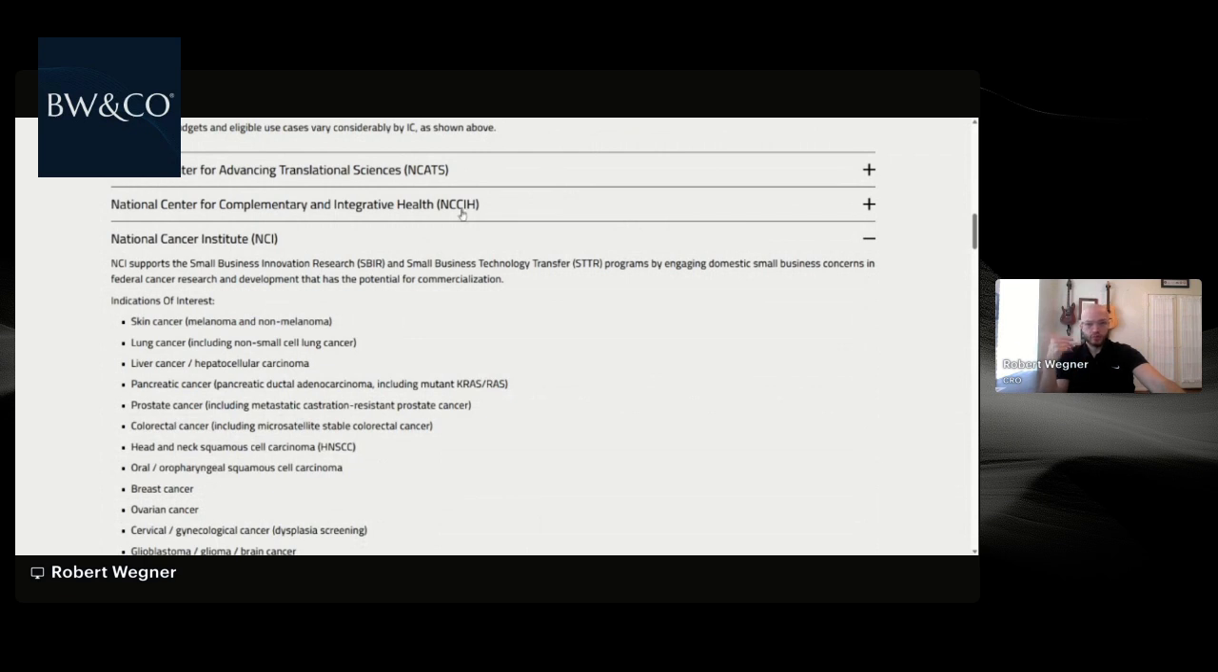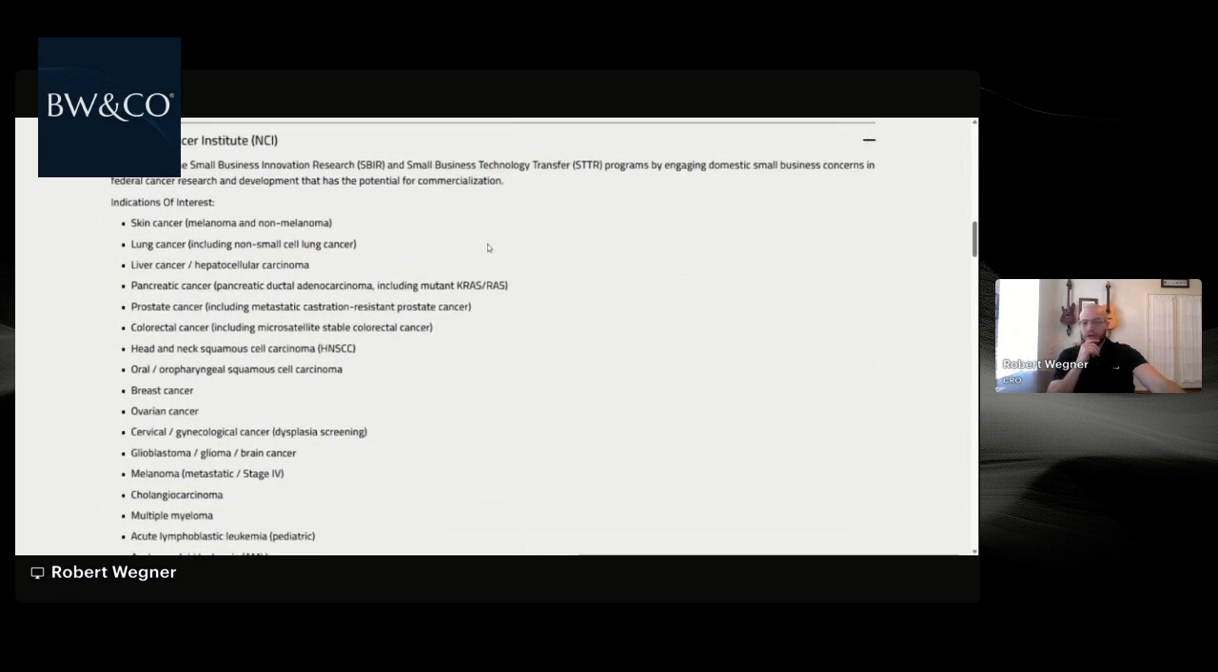National Cancer Institute, probably everyone is familiar with this group, is the largest funder of cancer research across the globe. Fun fact, we're here in Houston, Texas. The second largest funding organization for cancer research is CPRIT, the Cancer Prevention Research Institute of Texas.